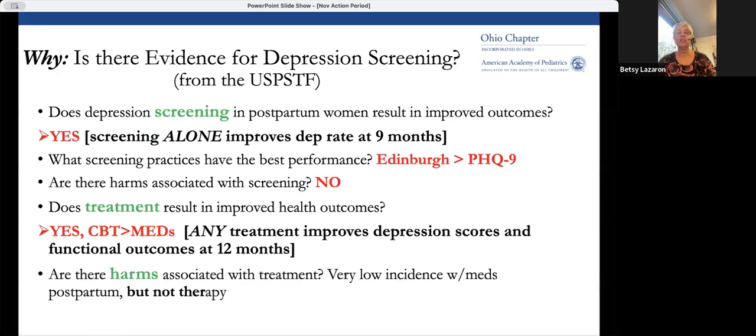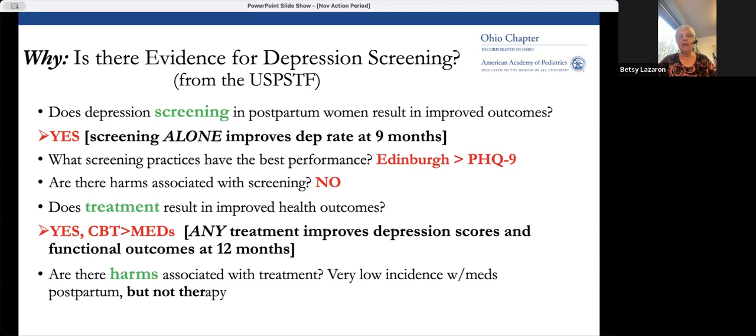And why? Is there evidence for, should we be screening? Is there good evidence that this helps? Yes, they found that screening alone, just giving the woman a label, improves the rate of depression at 9 months. So if all you do is do the screen and you don't even hand out any resources, these women have improvement in their rate of depression at 9 months.